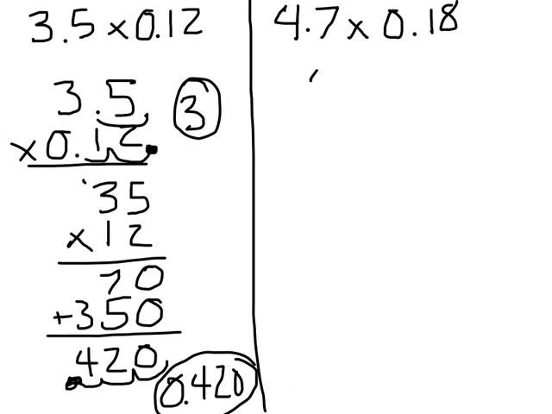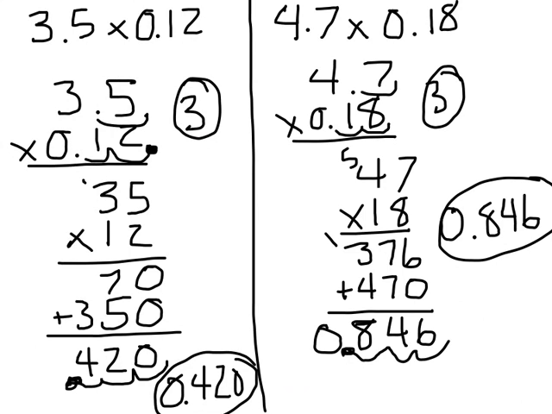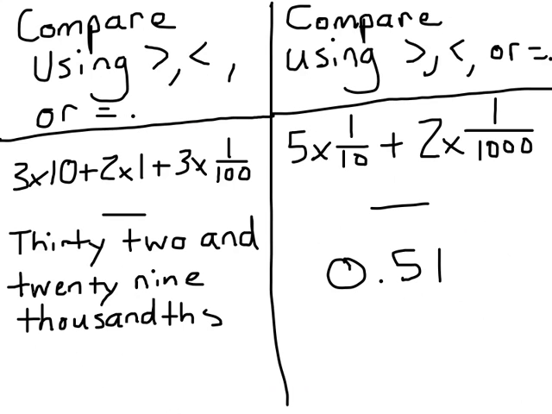Now you try one. What's 4 and 7/10 times 0 and 18/100? I counted and saw there are 1, 2, 3 digits behind the decimal. My answer will be in the thousandths place. When I multiply 47 times 18, I get 846. I can correctly place the decimal by placing 3 digits behind it. The correct answer is 846 thousandths.